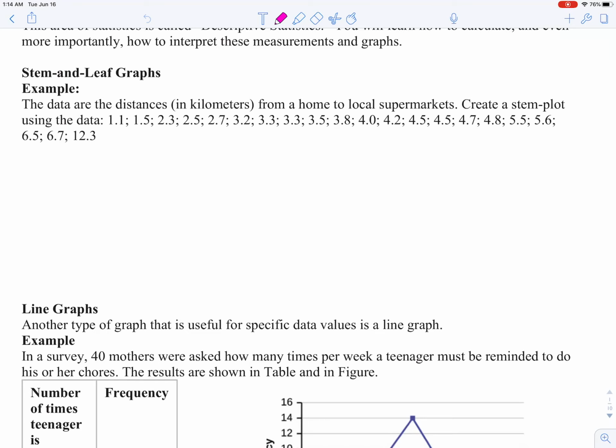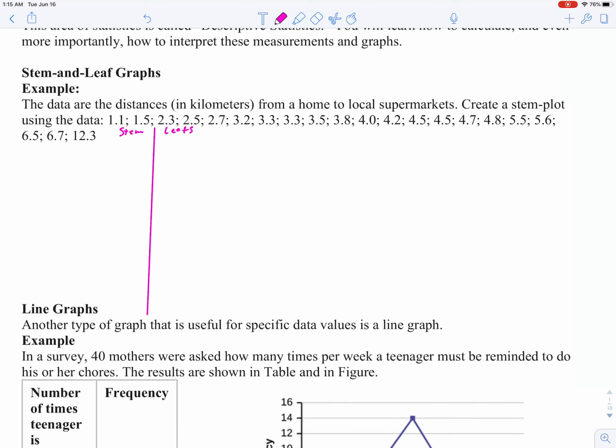Again, it's called a stem and leaf graph. So here's the example. The data are the distances in kilometers from a home to local supermarkets. Create a stem and leaf plot using this data. What we're going to do with a stem and leaf plot, they're actually pretty easy to do. First thing we're going to do is draw a straight line down. It doesn't have to be perfect. There we go. On the left side here, we'll have the stems. On the right side, we'll have the leaves.